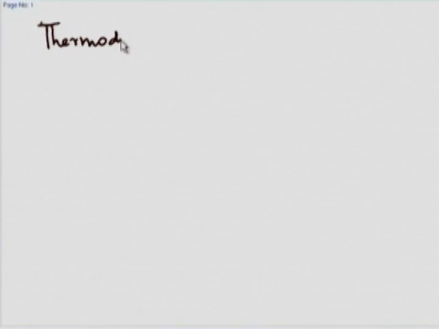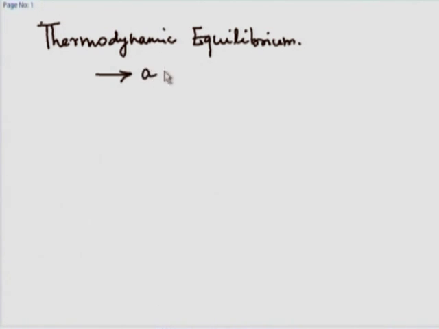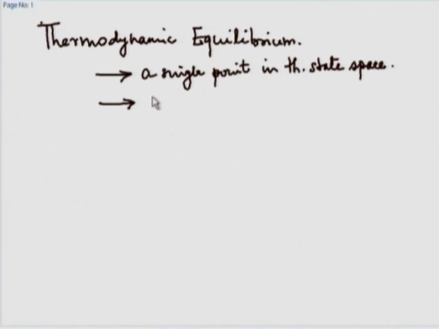One of the topics near the end of yesterday's discussion was thermodynamic equilibrium. And we said a state is in thermodynamic equilibrium means that it is represented by a single point in thermodynamic state space, and that means the system has unique values of properties.